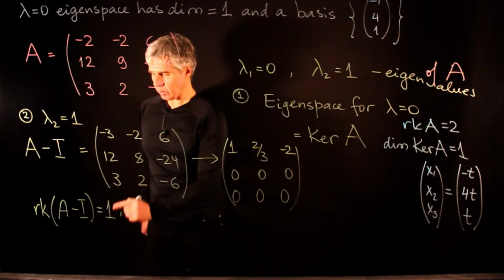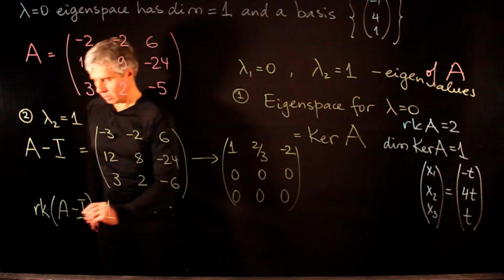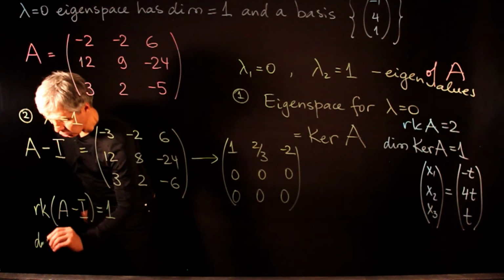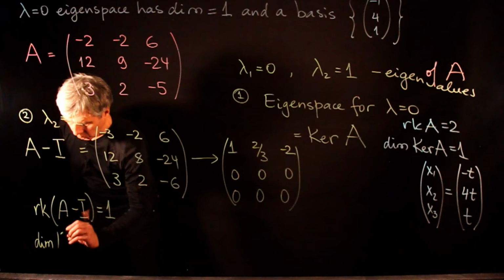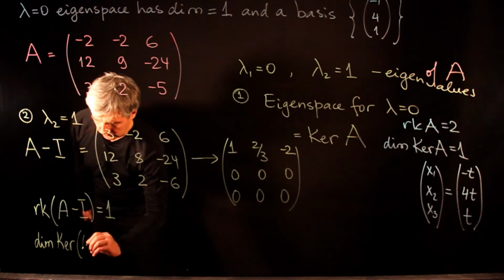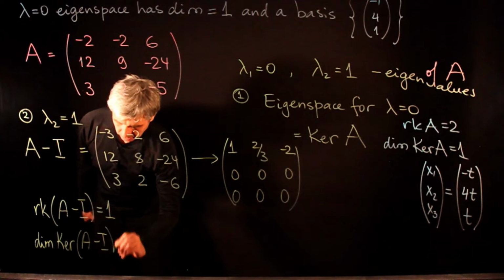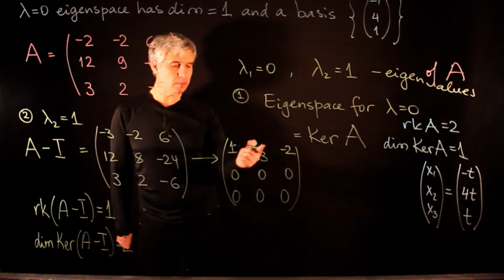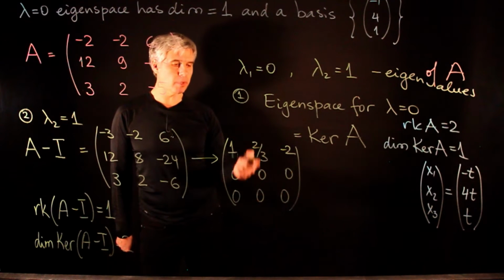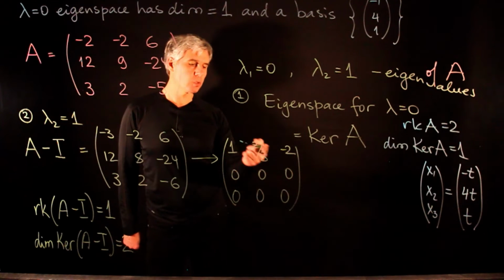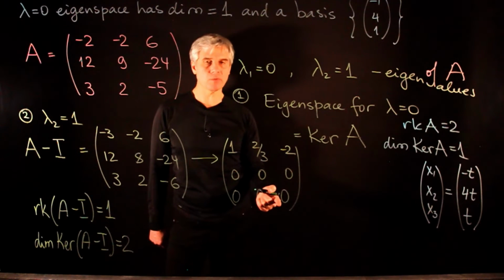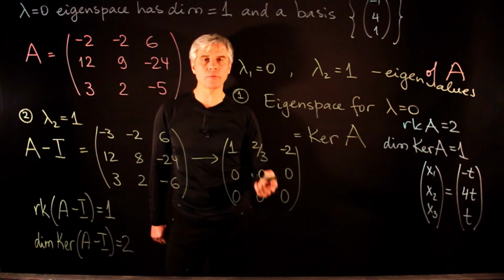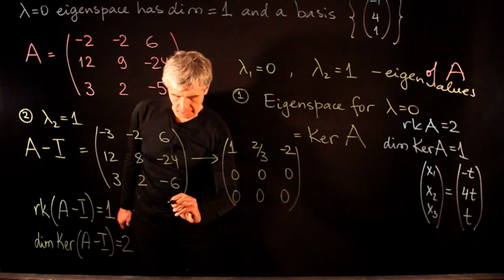So because the rank of this matrix is equal to 1, this tells us that the dimension of the kernel of this matrix is equal to 2 by the rank-nullity formula. And so we also see this from the reduced row echelon form. So here, when we describe the null space of this matrix, we need to use 2 free parameters. So let us do this.